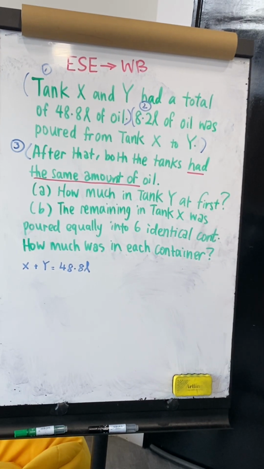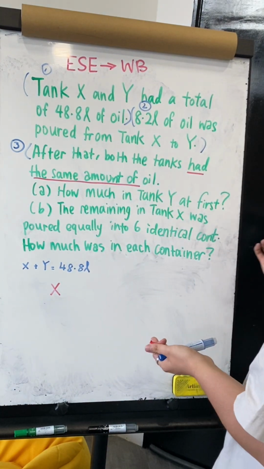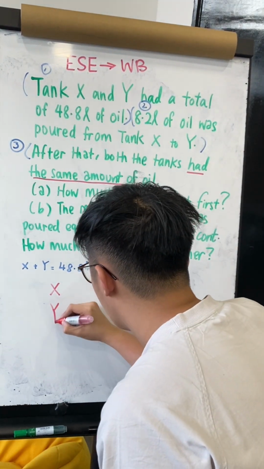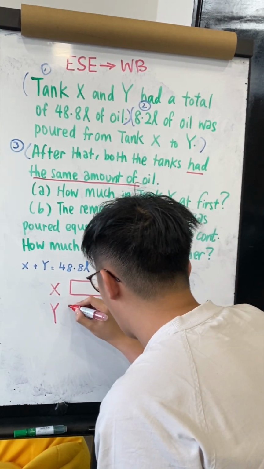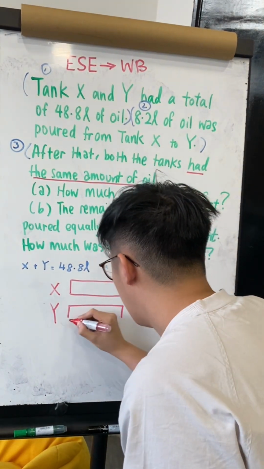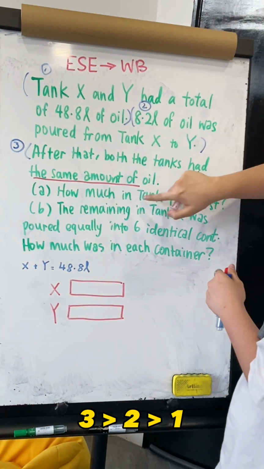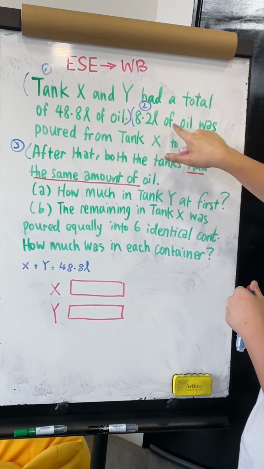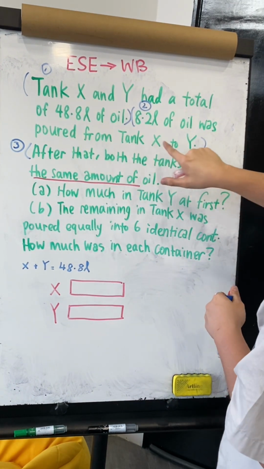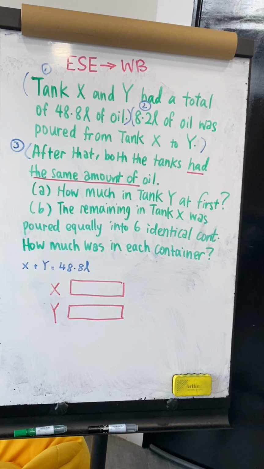Yes. So I'm going to draw X, which is tank X, and Y. I'm going to show that X is this much, Y is this much. Now, if I'm going to go from 3 to 1, I'm going to look at 2 first. 2 says 8.2 liters of oil was poured from tank X to Y. Now, what does it mean? It means that I take out from X, I put into Y. That is what they're trying to say.